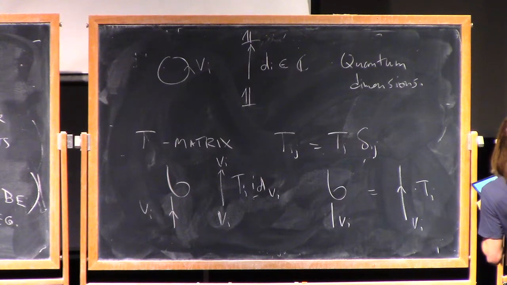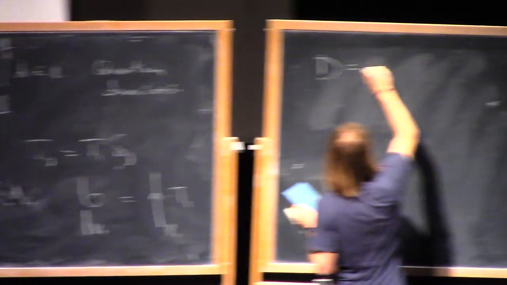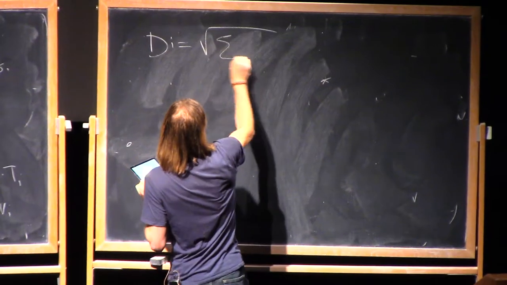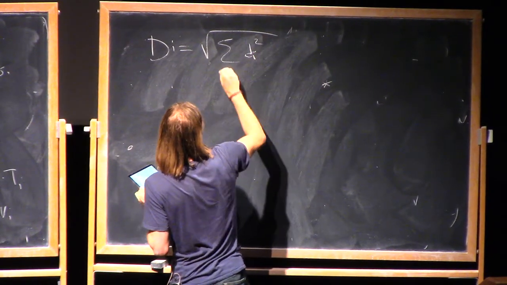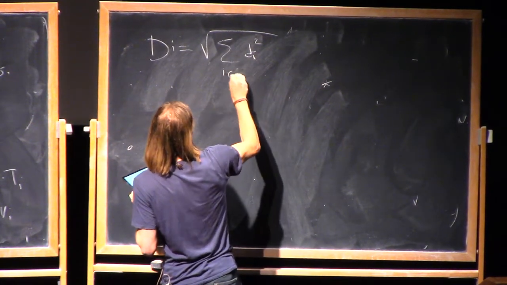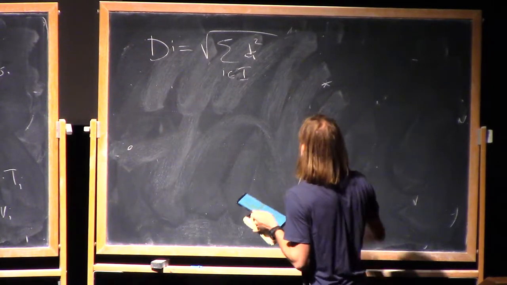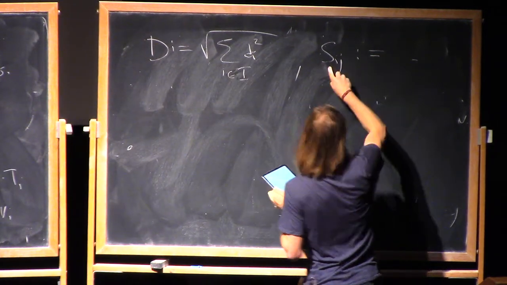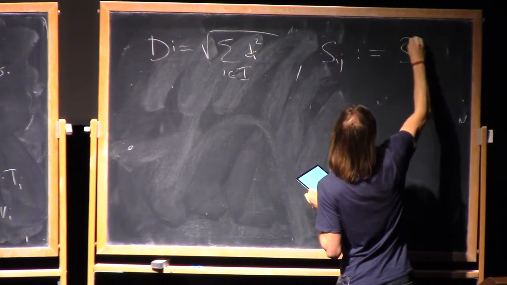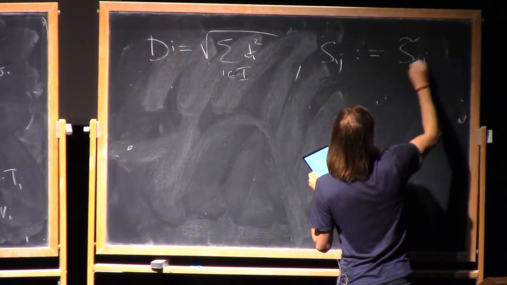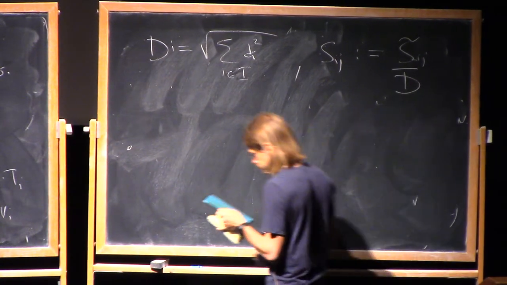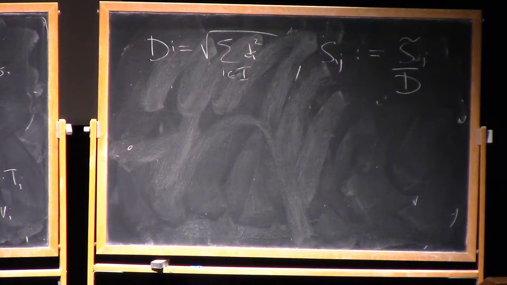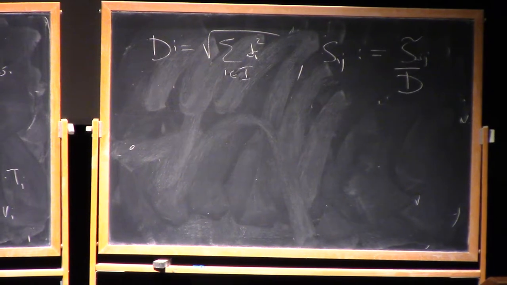It's also useful to introduce the following quantities. D will be the square root of the sum of squares of quantum dimensions, where i runs over the set of simple objects, and we also normalize the S matrix, written without a tilde, which is given by just rescaling this one by D. Okay. So now we are ready to construct the TQFT associated to this data.